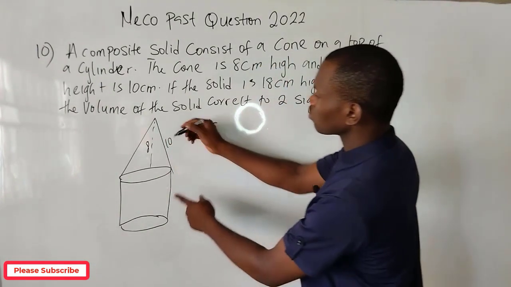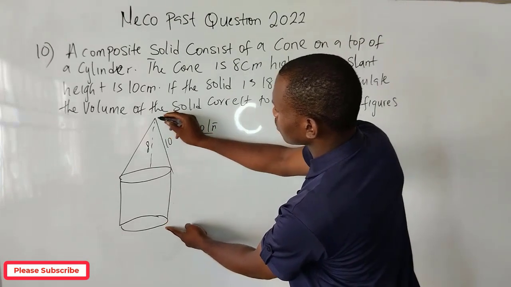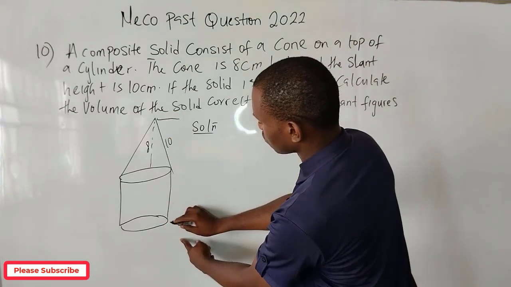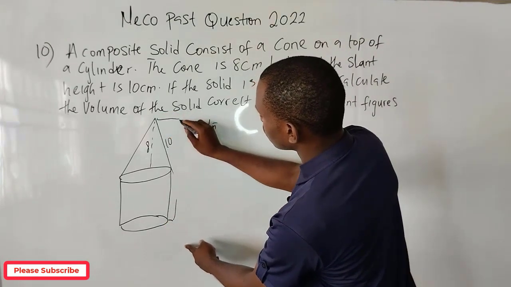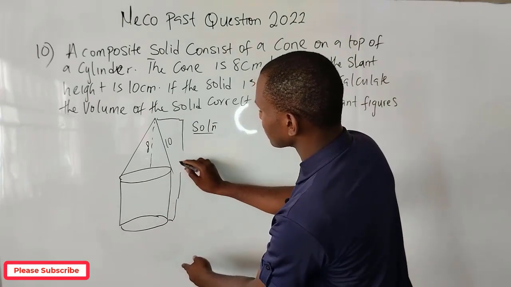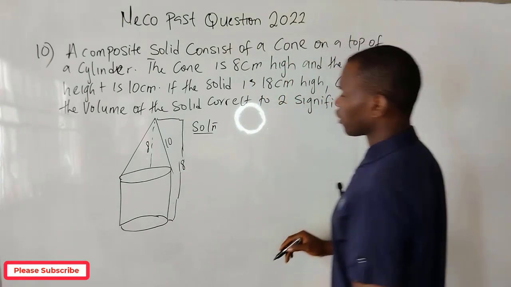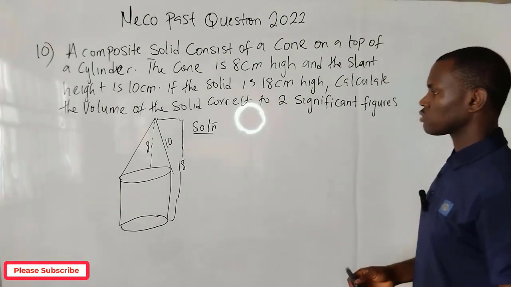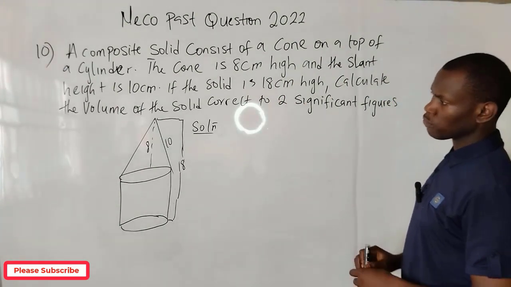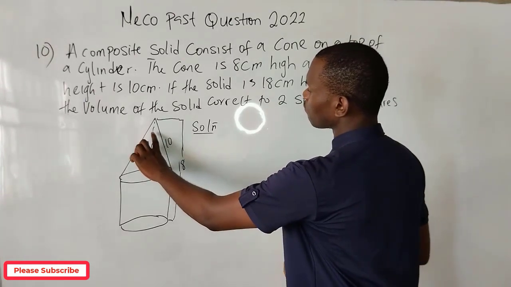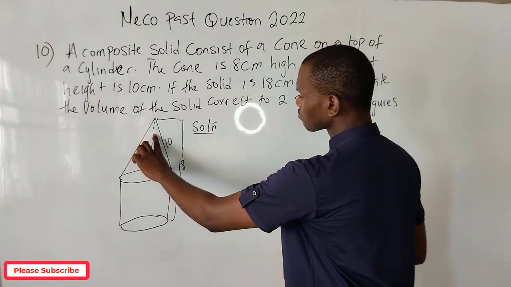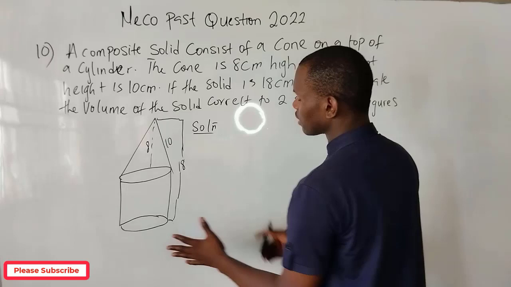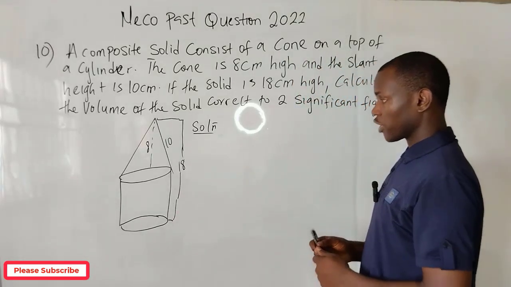Meanwhile, the total height from here to here is 18 cm. And we are asked to find the volume of this diagram. So our assignment is very simple. Find the volume of the cone, find the volume of the cylinder, then add them together, okay?